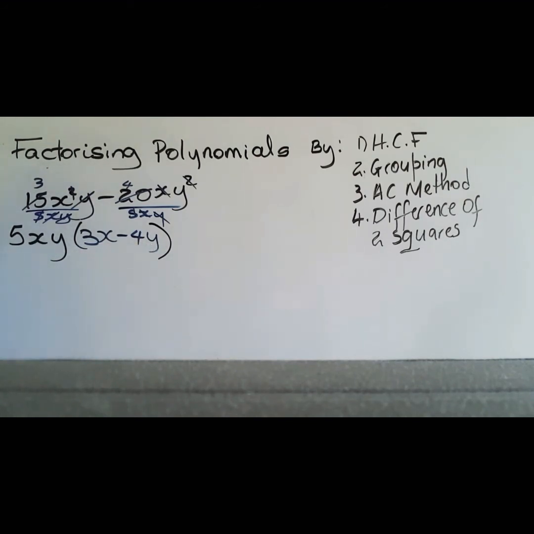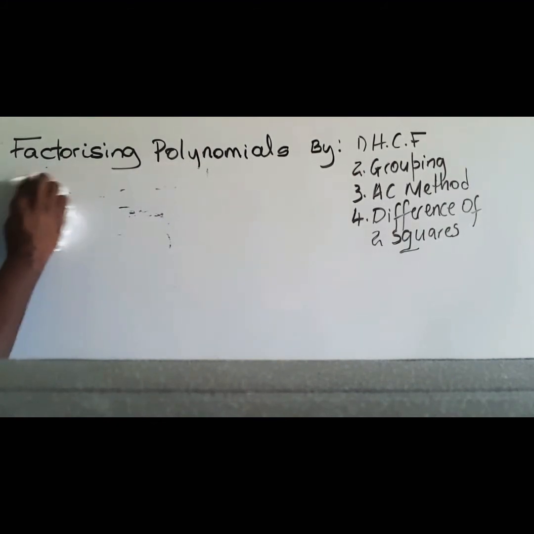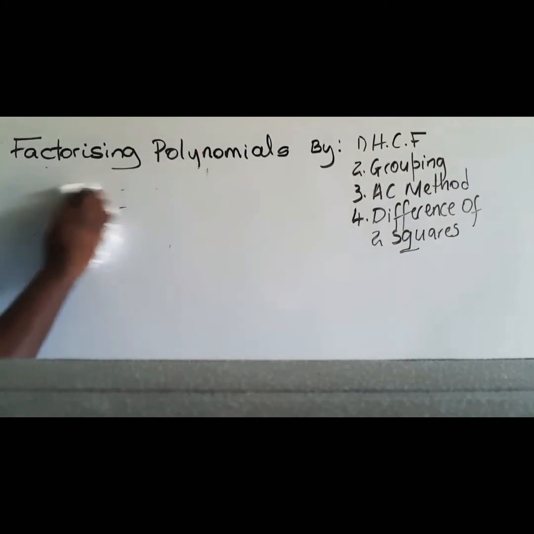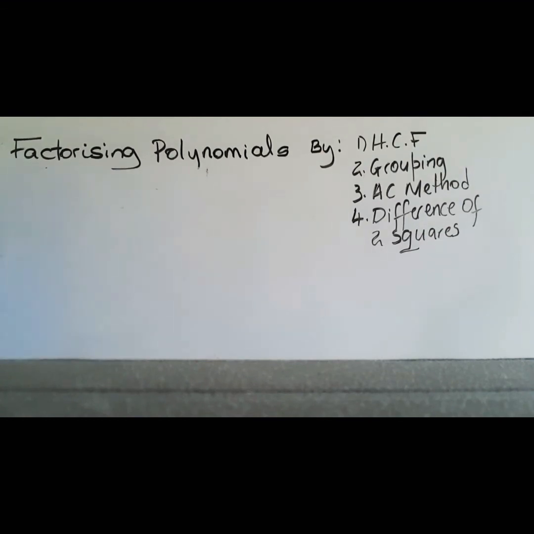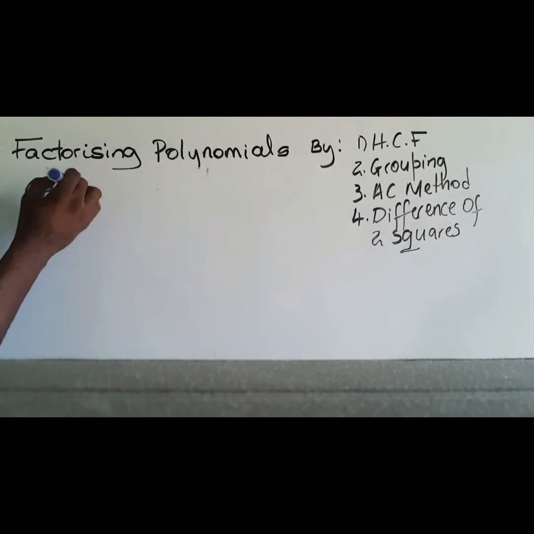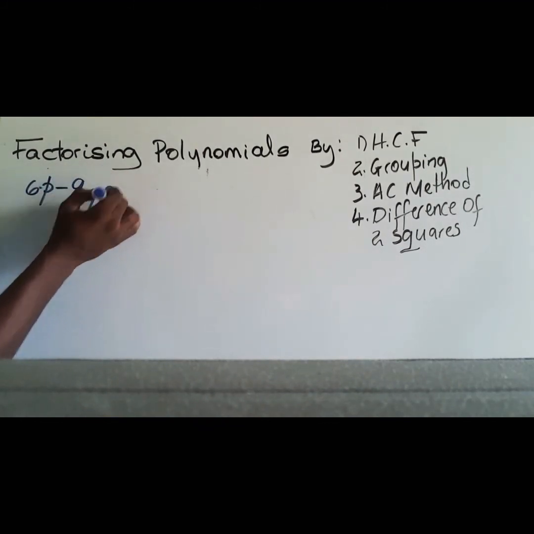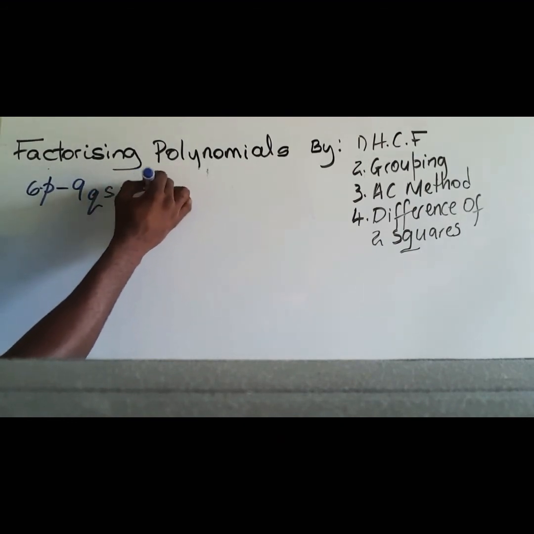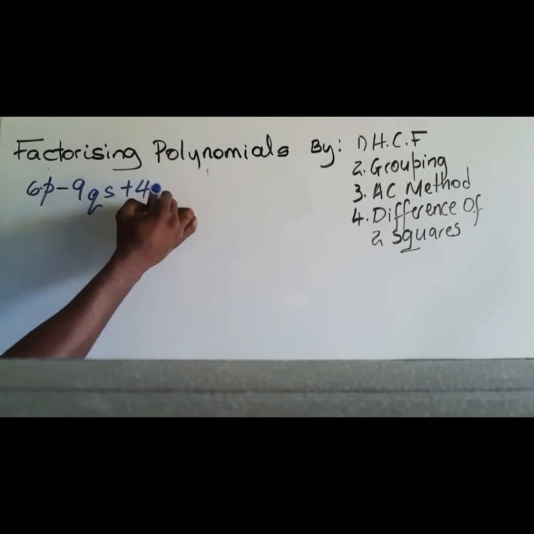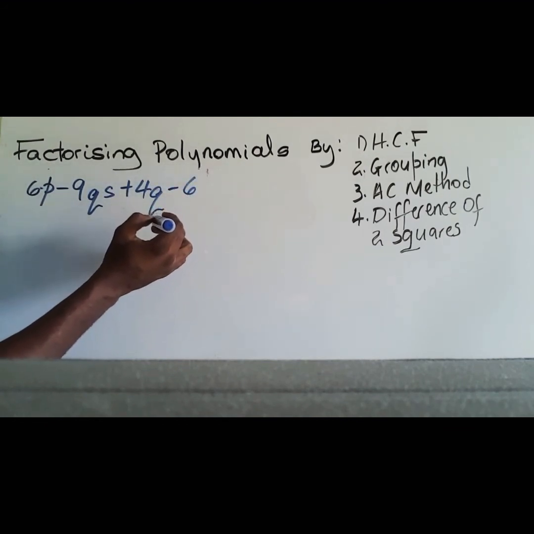So basically that's one case of using the highest common factor to factorize a polynomial. Let's look at a case where we're not seeing anything common throughout. For example, we see a case where we have 6p minus 9qs plus 4q minus 6qs.